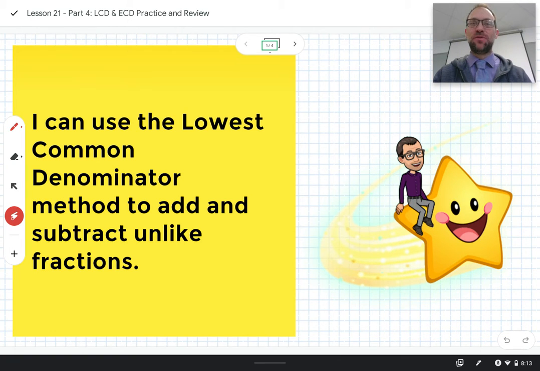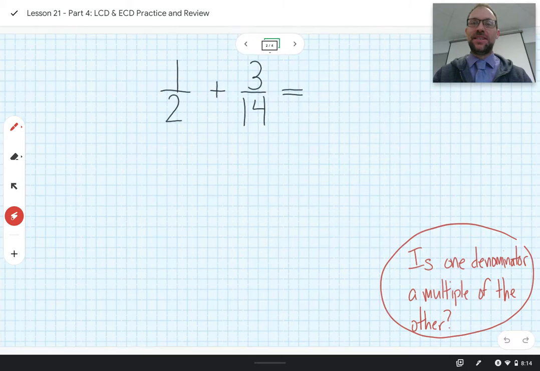We practice and review today. Our learning target is I can use the lowest common denominator method to add and subtract unlike fractions. Let's take a look at a couple of examples.